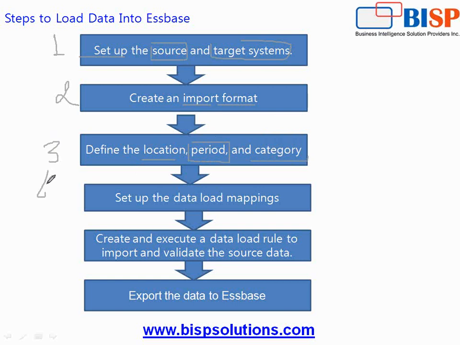In third step and fourth step, we do actual mapping task. What is source and what is target? This is exactly the same as you do in your load rule where you define mapping. And the fifth step, you create and execute load rule. Actually, FDMEE also creates load rule only behind the screen. So it creates and executes a load rule to import and validate the source data. So you import into staging followed by your target application and validate the source data.